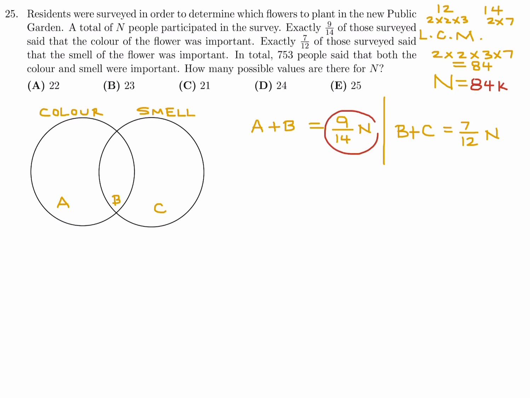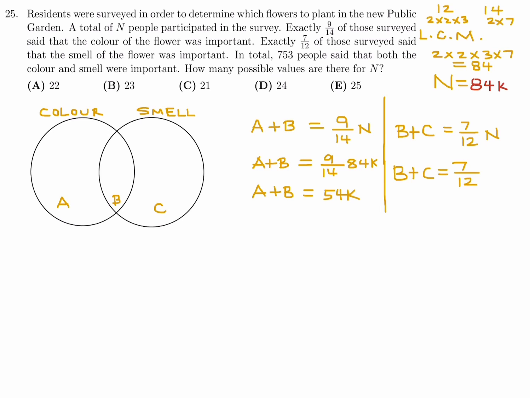That's the only way we can make that an integer and that an integer, because A, B, and C are integers. Okay, so now that that is established, let's plug in that value of n. 9 over 14 times 84k, and when you do, you get 54k for A plus B. And when you do the same thing over here, B plus C is equal to 7 over 12 n, which is 84k. And that gives you 49k for B plus C.